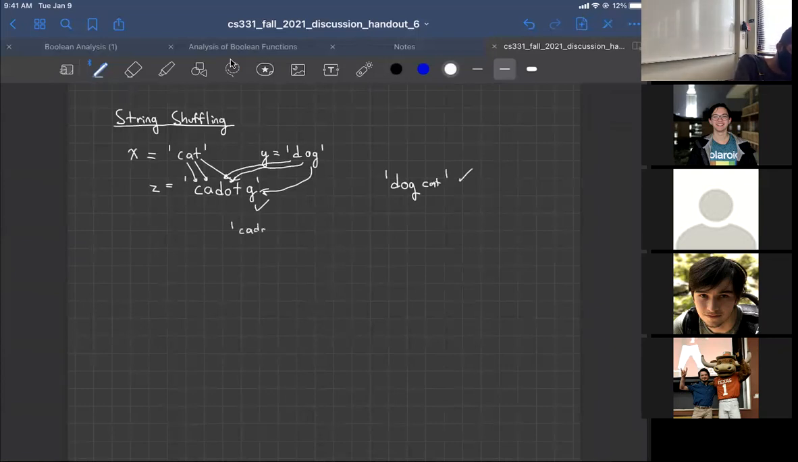How about cadgato? Why is this not valid? Well, you'll notice that the G and the O are out of order. The O comes before the G in dog, but it comes after the G in cadgato. And tack god is also a tack dog. And yeah, okay. I like these examples. This is a very funny problem.